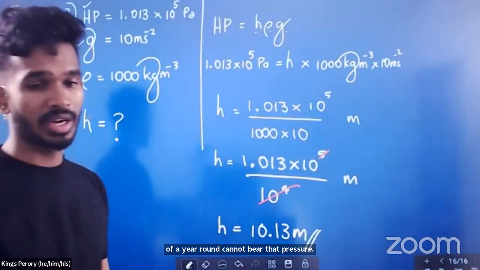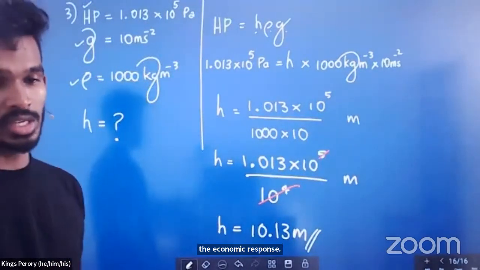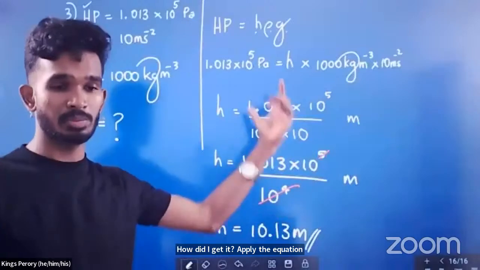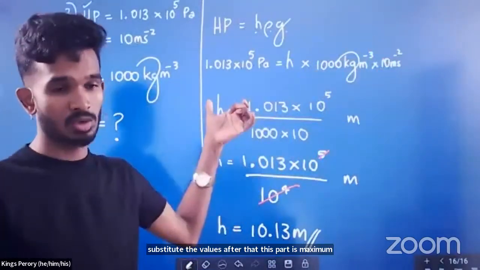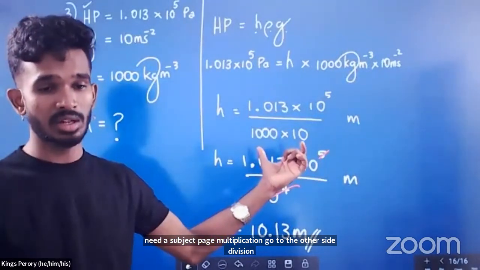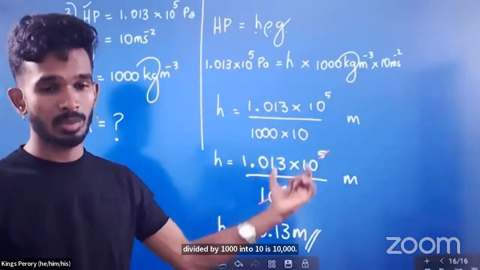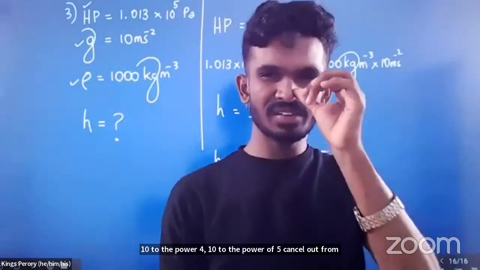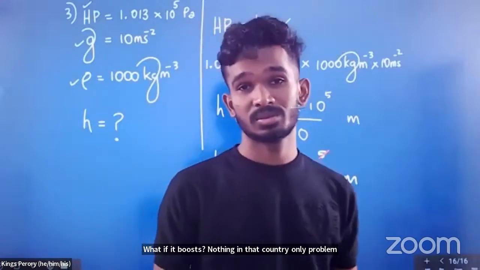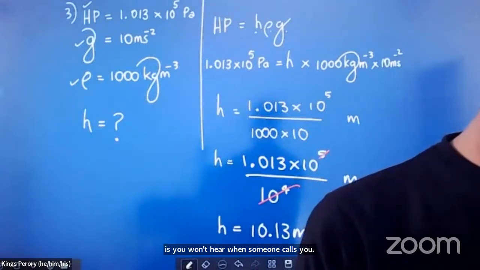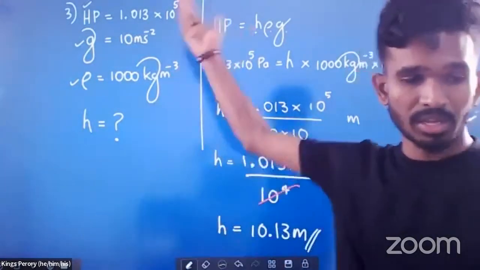Without any ear protection, the maximum depth a diver can go is 10.13 meters. How did I get it? Apply the equation, substitute the values, make h the subject, multiplication goes to the other side as division. 1.013 × 10^5 divided by 1000 × 10 is 10,000, which is 10^4, and cancelling from 10^5 leaves 10. What if it bursts? Nothing will happen, the only problem is you won't hear when someone calls you. For the third question, they haven't mentioned the density because in the previous question they have given it.